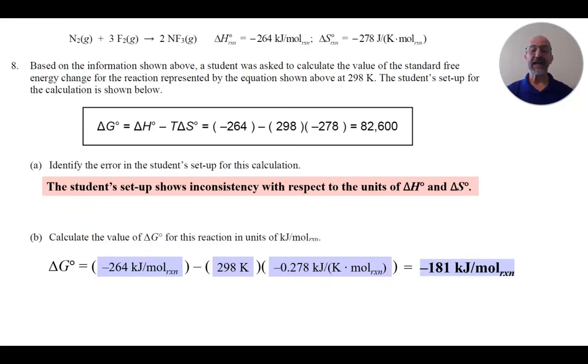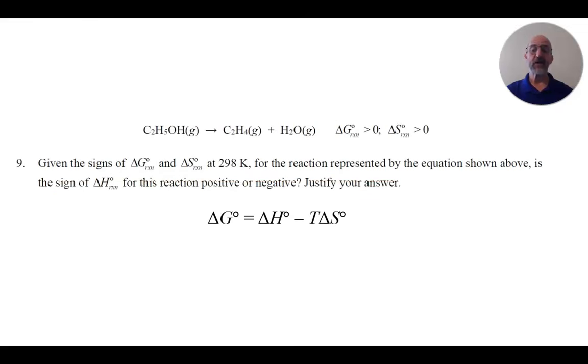All right, well, hopefully the answers to parts A and B of question 8 make sense. Now, let's go ahead and take a look at question 9. In question 9, it says, given the signs of delta G and delta S at 298 Kelvin for the reaction represented by the equation shown above, is the sign of delta H for this reaction positive or negative? Justify your answer. So the first thing that we should do to answer question 9 is to write the equation delta G equals delta H minus T delta S.